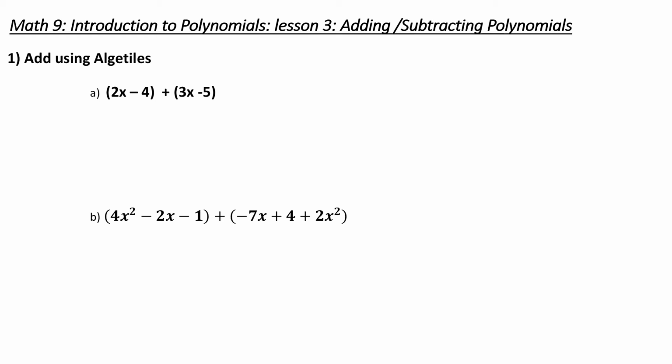Adding and subtracting polynomials. Number one, add using algetiles. Now remember, algetiles are a visual representation of algebraic expressions. So inside each bracket, we have a separate polynomial. So let's start with the first polynomial for a.